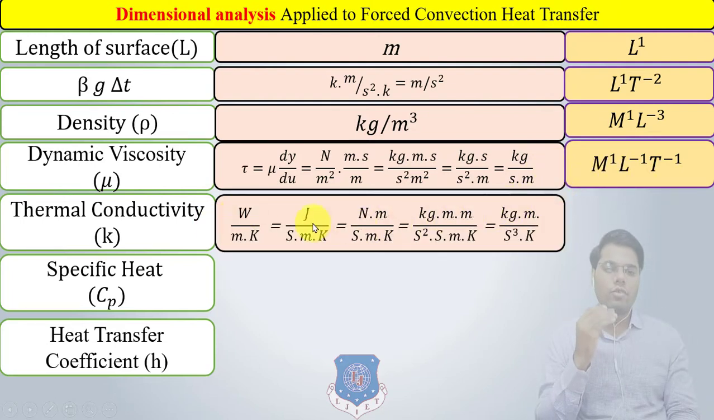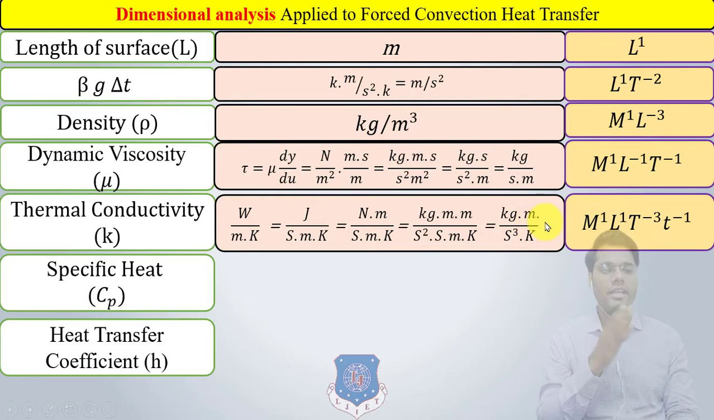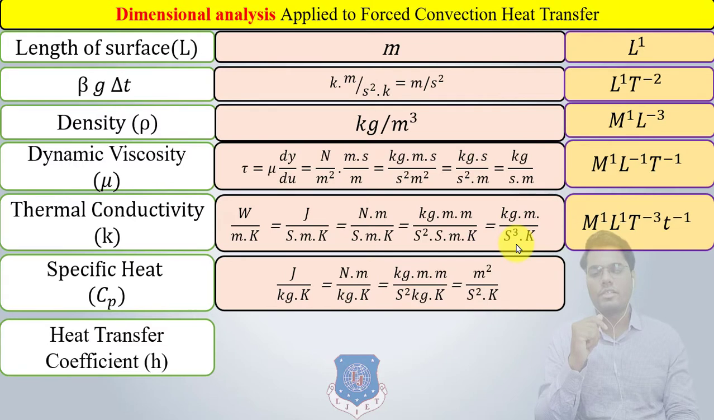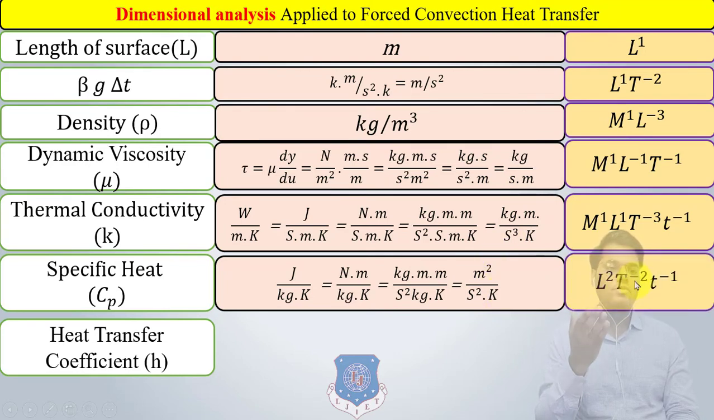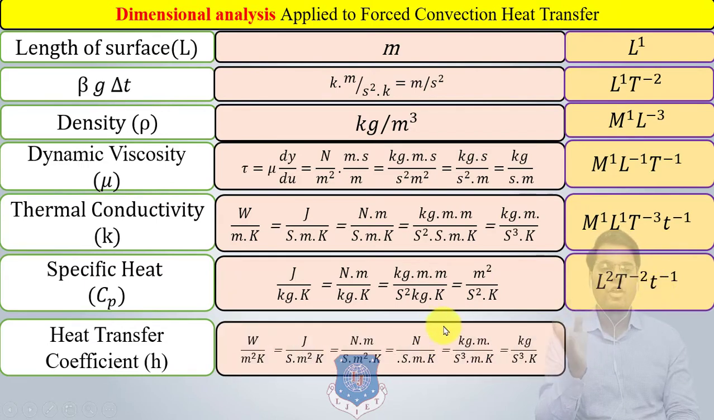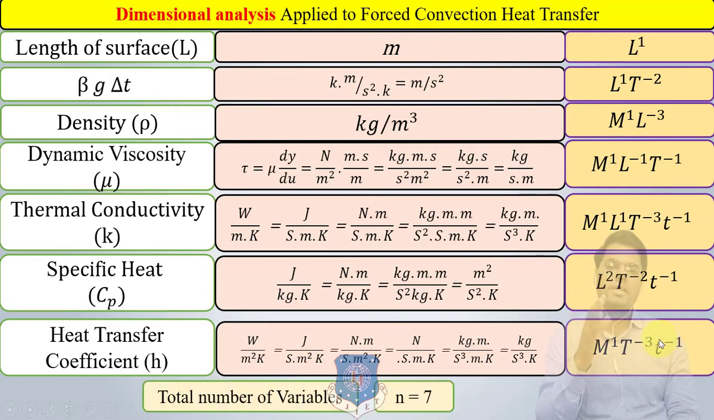Thermal conductivity is watt per meter Kelvin. Simplifying it, we will get kg into meter per second cube into Kelvin. For kg M raised to 1, for meter L raised to 1, for second cube it is T raised to minus 3, and for Kelvin small t raised to minus 1. For specific heat, as we have already discussed in the previous video, we will get meter square per second square into Kelvin. So L raised to 2, T raised to minus 2, and small t raised to minus 1. For H, it would be M raised to 1, T raised to minus 3, and small t raised to minus 1. Here also the total number of variables is 7, so small n is equal to 7.